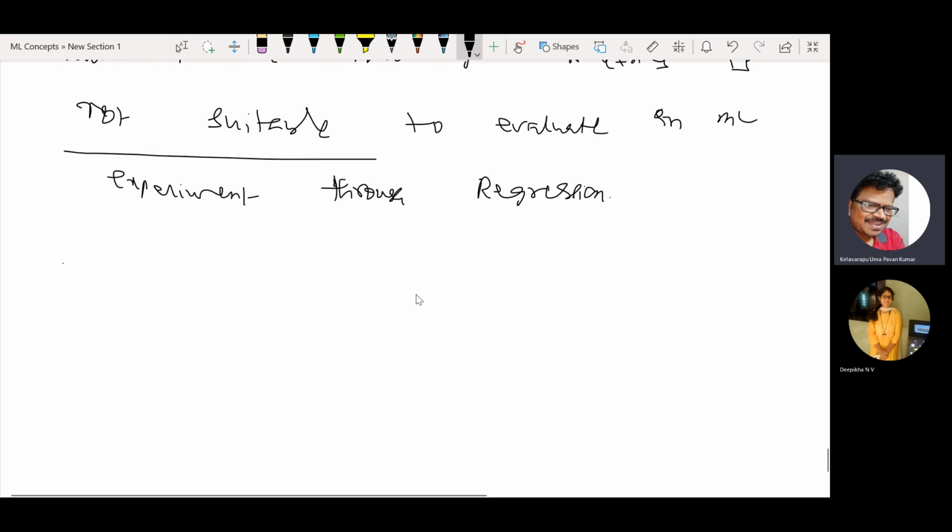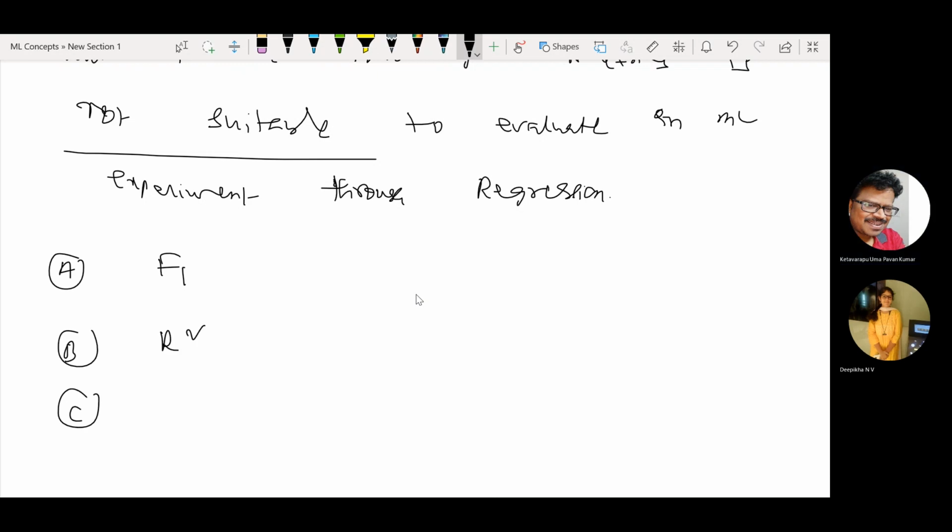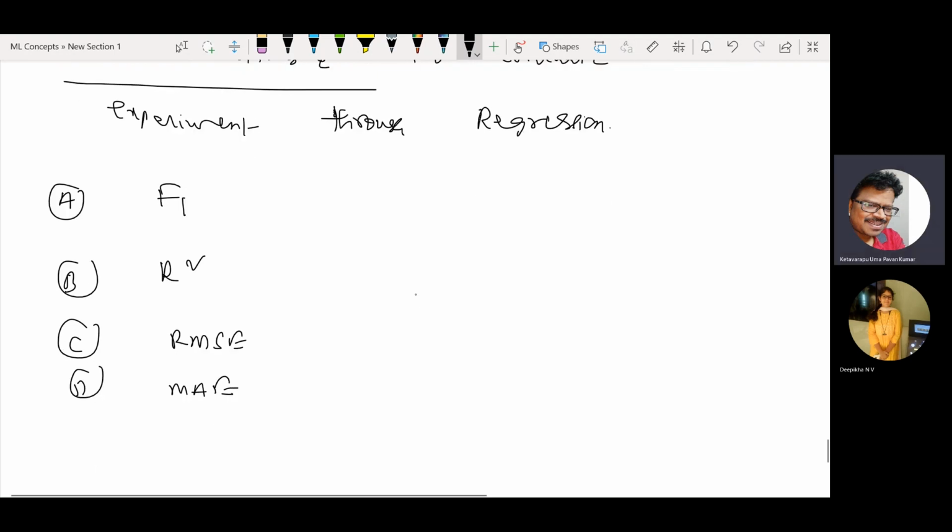Okay, now the options are: your A option is F1, B option is R squared, your C option is RMSE, and option D is MAE. Of course, five options would be there in our exam. So, mean square error.